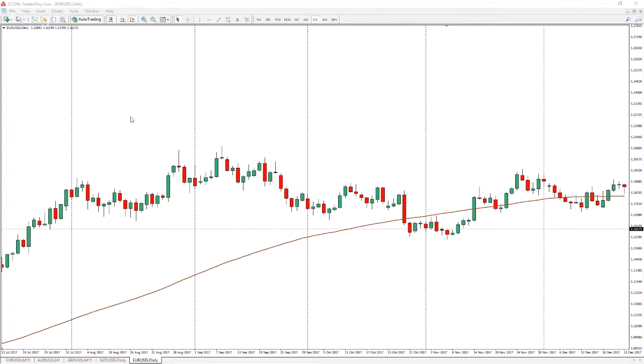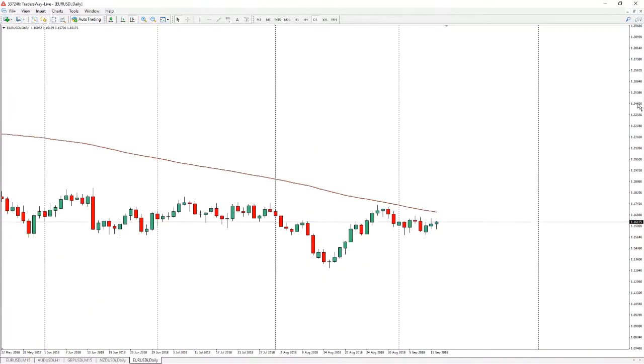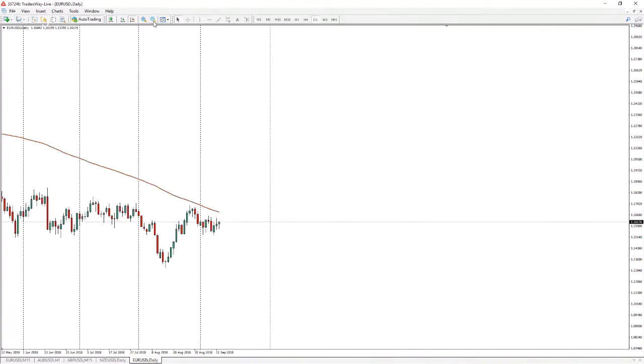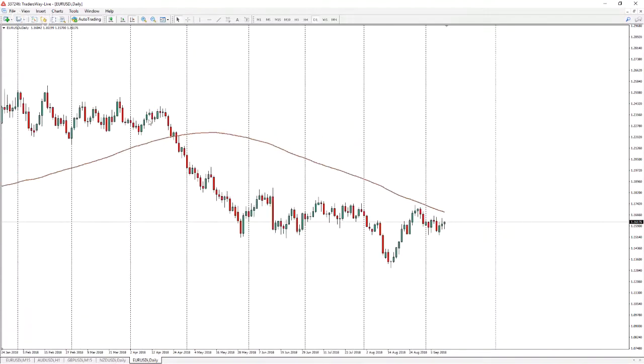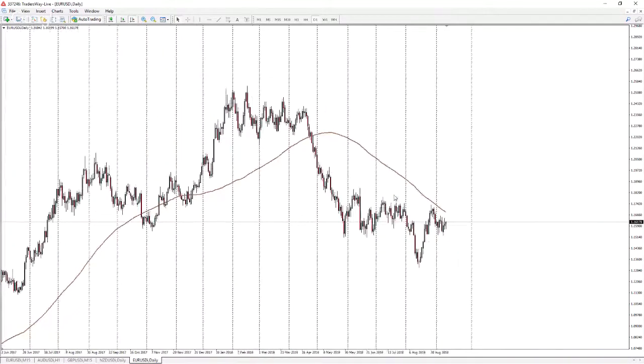I'm just going to do a quick little review here on the euro dollar. So we're currently trading. This is a daily chart, right? And we're currently in a downtrend. You can see that, okay? And we're below the 100 moving average on a daily. And a couple things to notice here.